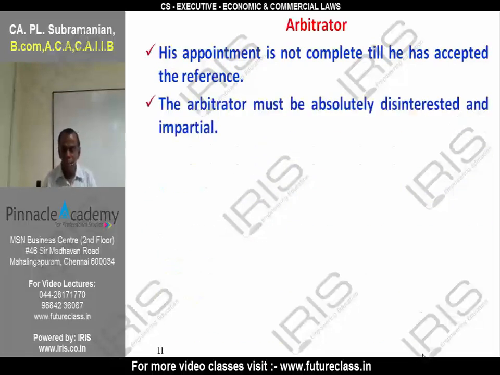The arbitrator must be absolutely disinterested, impartial. Disinterested does not mean that he is not interested or something like that. In that dispute matter, he should not be interested, or he should not be related to one of the parties. If he is related to one of the parties, he should inform both the parties, I am related to so and so party, I am a partner of so and so party. Then they will decide whether to appoint or not. So the arbitrator must be absolutely disinterested and impartial.